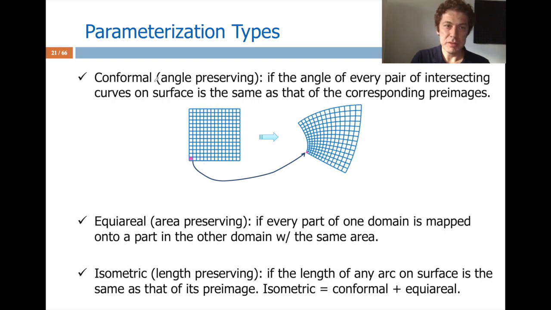We have types like conformal, equiareal, and isometric parameterization. If the angles are preserved after the parameterization, then we have a conformal one, like we see here. You can see that all angles are 90, and here they are also 90 degrees. Equiareal requests areas to be preserved. It is not equiareal here. Obviously, this purple area got lower, it is decreased. And isometric is length preserving. All the pairwise lengths between vertex pairs must be preserved, which is again not the case here.